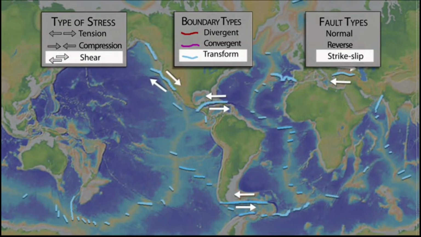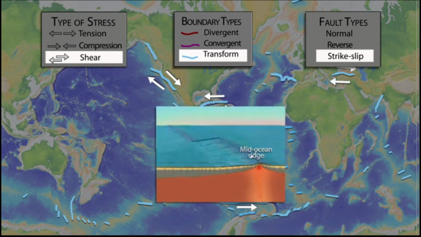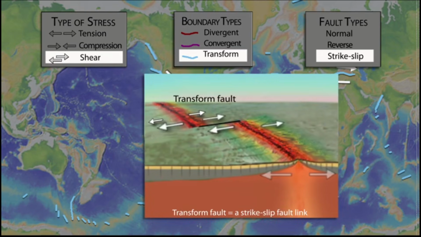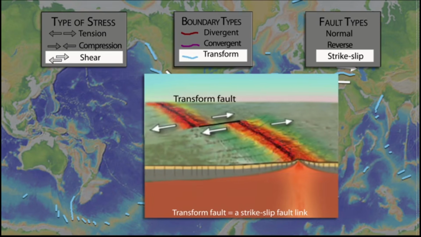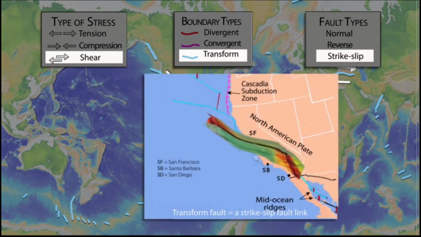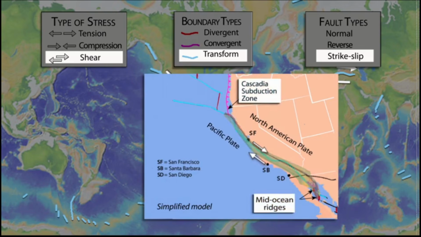Shear stress occurs at transform boundaries where 2 plates slide horizontally past each other with strike-slip motion. Transform faults link offset boundary segments. Most transform faults are found in the ocean basin where they connect offsets in mid-ocean ridges. Transform faults can also connect a spreading ridge with a subduction zone, such as the San Andreas Fault that separates the Pacific and the North American plates.